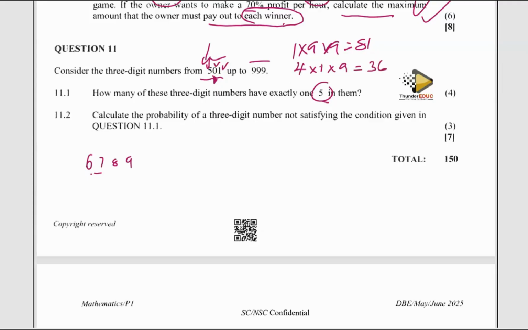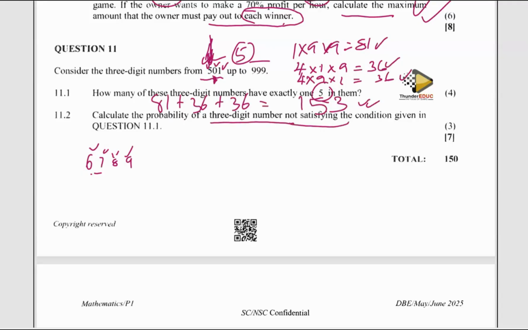Then what if the last digit is a 5? It's fixed as a 5. For the first digit, remember numbers from 501 upwards, so still 6, 7, 8, and then 9. So those are 4 times 9 numbers, and then times 1, which is 36. So how many of these numbers? We're going to get 81, 36, and 36. So 81 plus 36 plus another 36 gives us 153 numbers. Okay, then 11.2, calculate the probability of the 3-digit numbers not satisfying this.